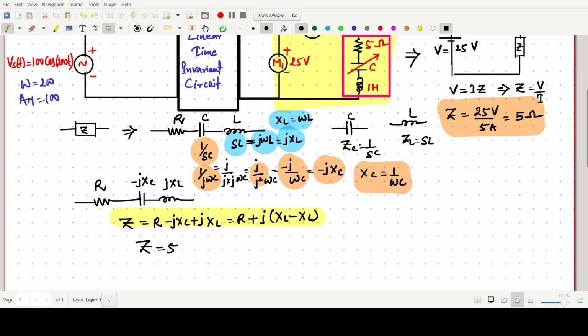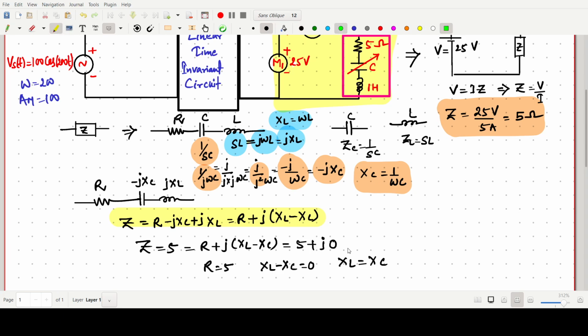Now what we have observed is that this Z value is 5. So this 5 goes to R plus J (XL minus XC). There is no imaginary part, so 5 plus J into 0 we can write. So R is nothing but simply 5. So XL minus XC equals to 0. One can write XL is nothing but XC. Is it okay? XL is XC and R value is 5. So Z equals to 5, where 5 is the real part and imaginary part 0. So XL equals to XC.